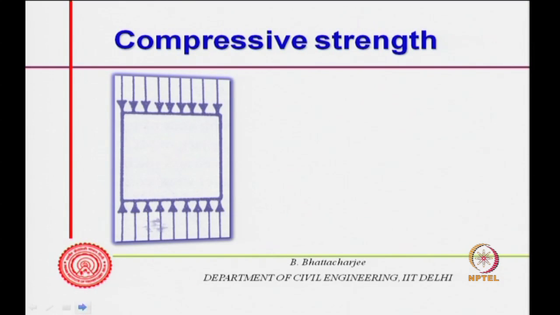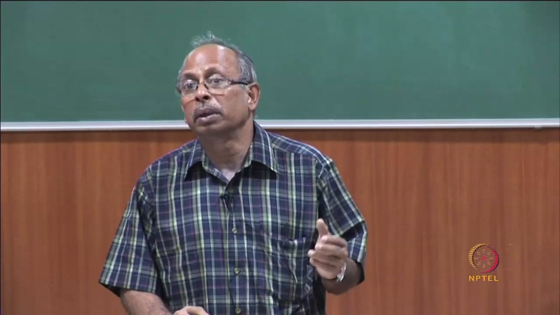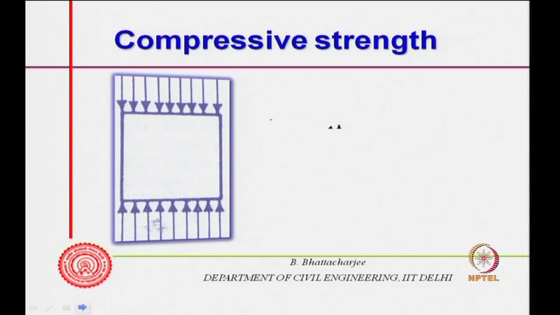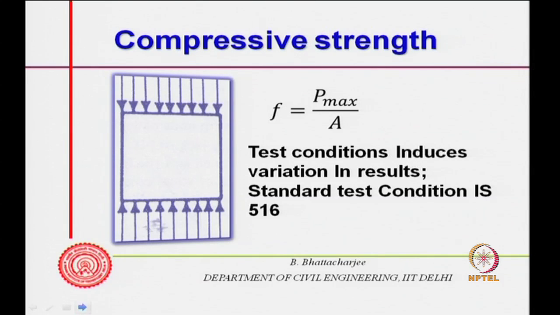For the compressive strength test, let us take a cube and apply load from top and bottom in a testing machine, where the load is applied through a hydraulic system, and we can also control the rate of loading. We define the strength as P max by A, a simple way of doing it. Test condition induces variation in results, which is what we are going to see. Therefore, I must have a standard test condition.